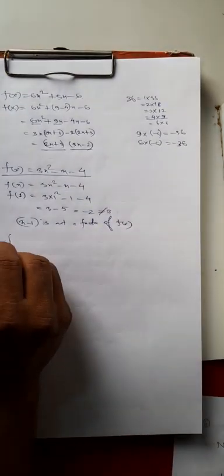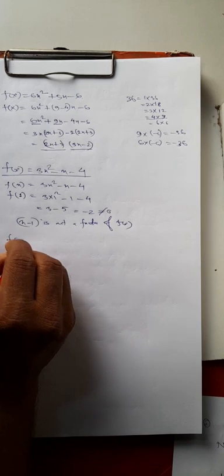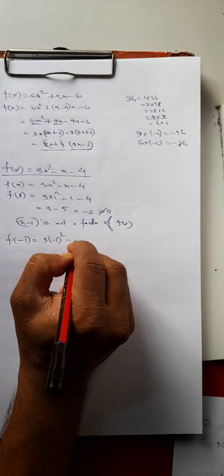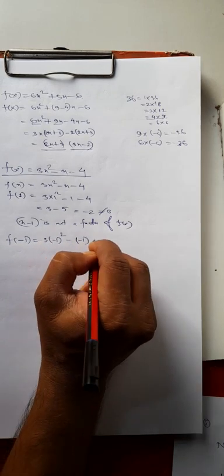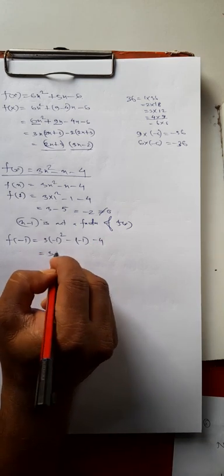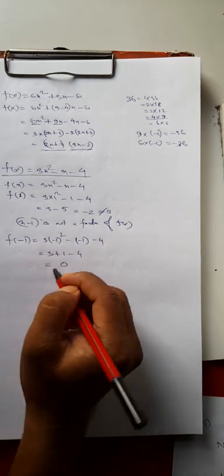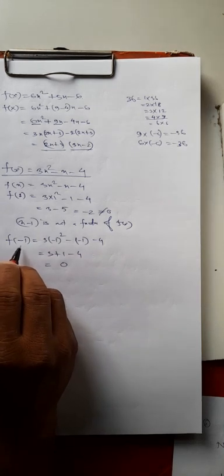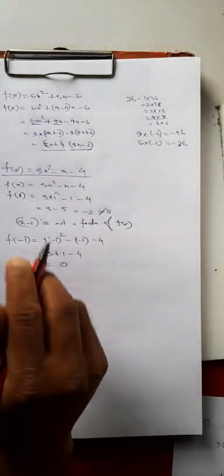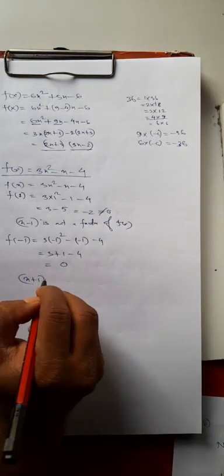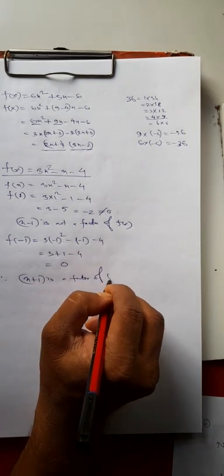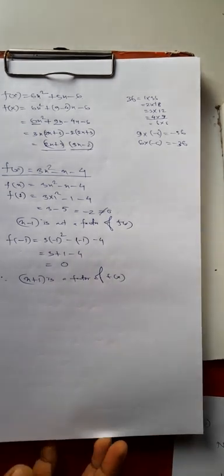Let's put x = −1. Then 3 into (−1) squared, minus (−1), minus 4, which is 3 + 1 − 4 = 0. If you put x = −1, then this polynomial becomes 0. That means x + 1 is a factor of f(x). We got a factor of f(x).